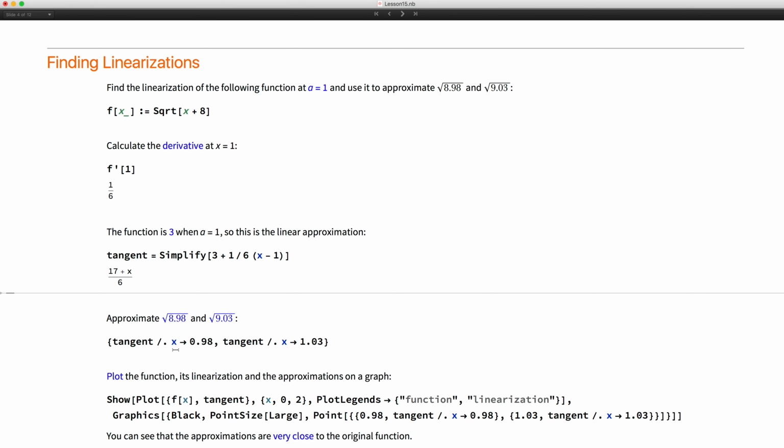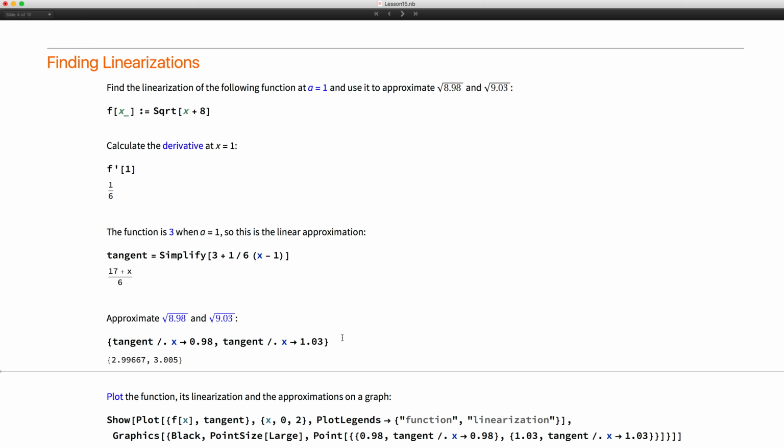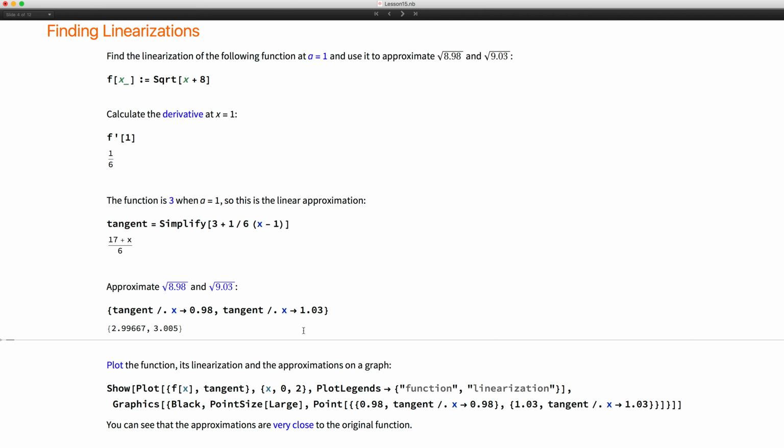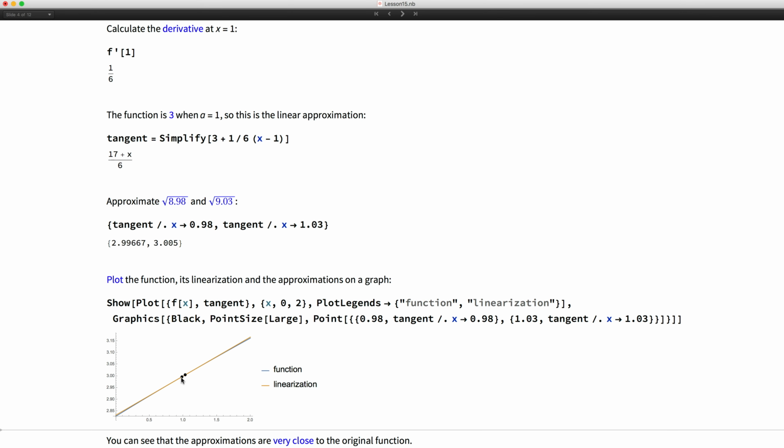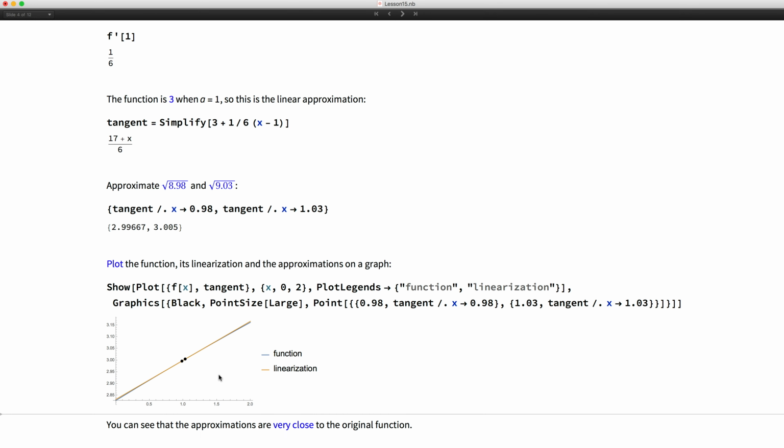Now, when x is 0.98, you are at 8.98, whereas when x is 1.03, then you are at 9.03. So you can use the tangent line to approximate the values over there, and those are the square roots at those 2 points approximately. So here's the picture, and in the picture you see you have the function, the linear approximation, and the values at the nearby points. And you can see that the approximations are very, very close to the original function, though of course they are not exactly the same.